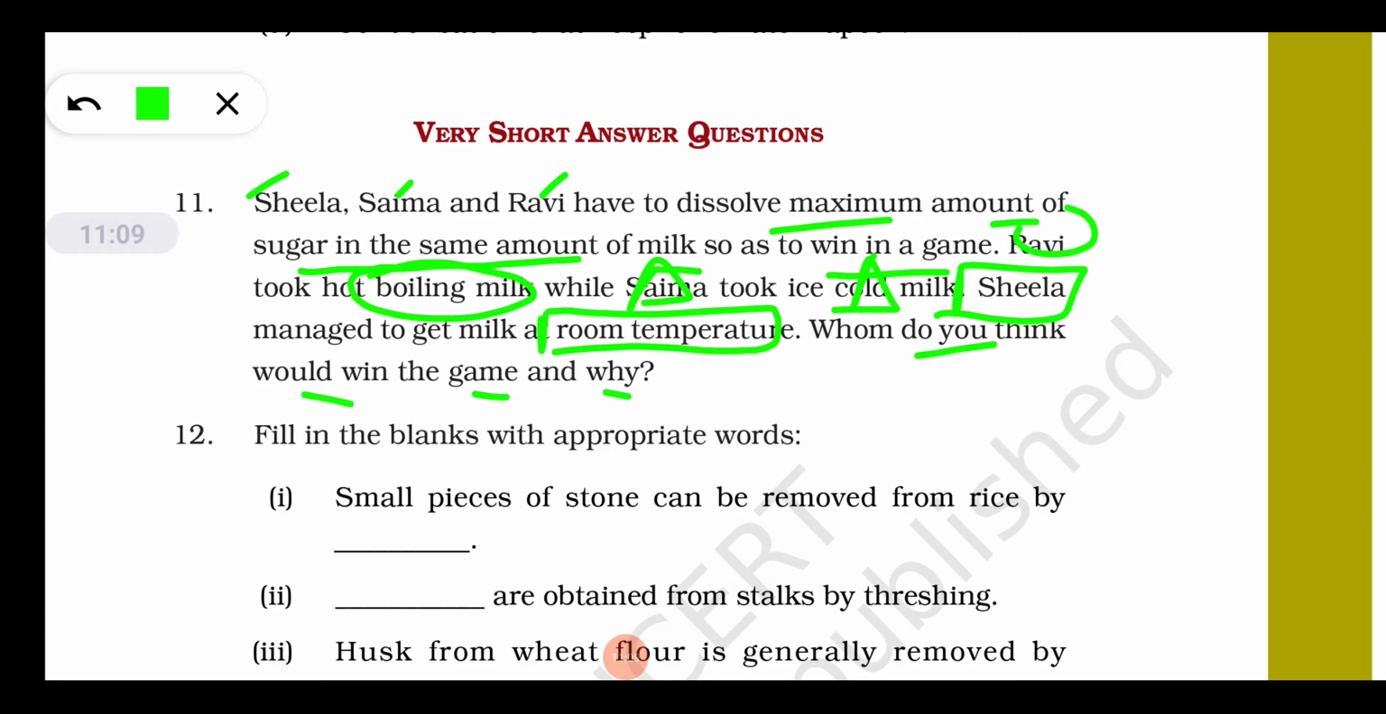Now Ravi would win the game because he will be able to dissolve maximum amount of sugar in hot boiling milk, because hot boiling milk dissolves more sugar, and Saima will be able to dissolve the least amount of sugar because her milk is ice cold, and Sheila will be able to dissolve more sugar than Saima since the milk is at room temperature.